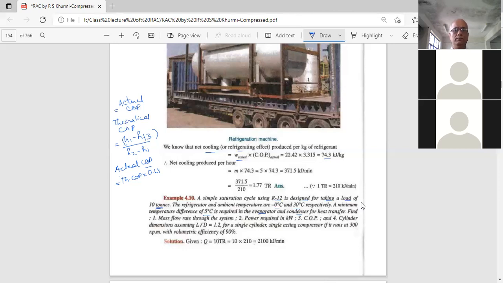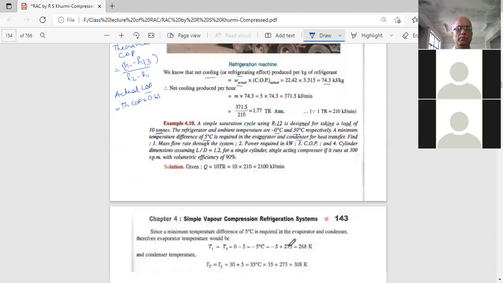So what is given here? What is the required capacity, or the required load? It means the required refrigerating effect, which is given as 10 ton. 10 into 210, since 1 ton is equal to 210 kilojoule per minute. So if you multiply 10 by 210, we get the refrigerating effect as 2100 kilojoule per minute.